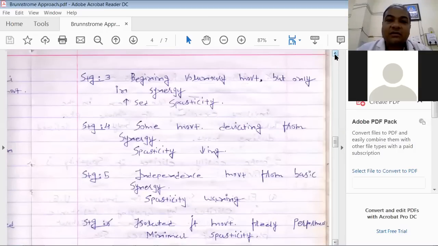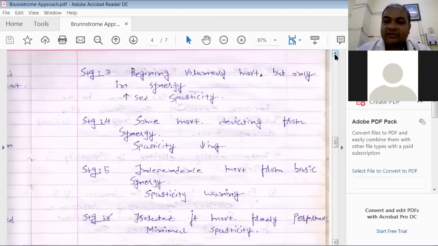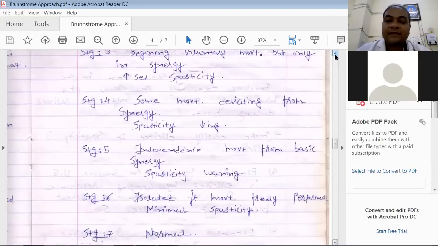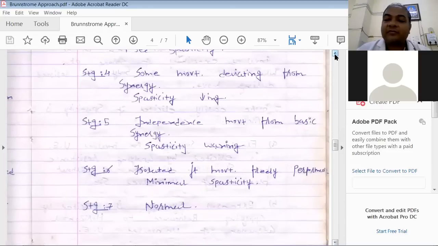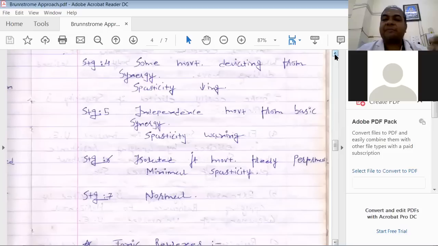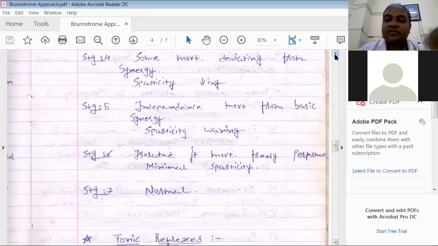Right. Stage 4, some movement deviating from the synergy. From stage 4 onwards, spasticity starts declining. So you find some movement which is out of synergy, not full movement. Some movement will start out of synergy, and you can understand that spasticity is not increasing because the limb is moving out of synergy. Then you can tell it is stage 4. Stage 5, independent movement from the basic synergy. Spasticity is still decreasing. You are getting independent movement, moving away from the synergy patterns. Initially, there was some component of the synergy pattern which was deviated.